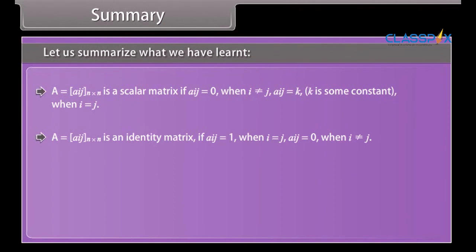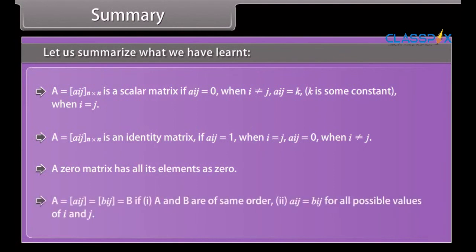A is equal to aij, n by n, is an identity matrix if aij is equal to 1 when i is equal to j, and aij is equal to 0 when i is not equal to j. A zero matrix has all its elements as 0. A is equal to B if and only if A and B are of the same order and aij is equal to bij for all possible values of i and j.